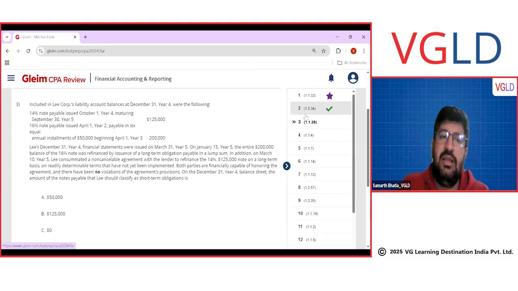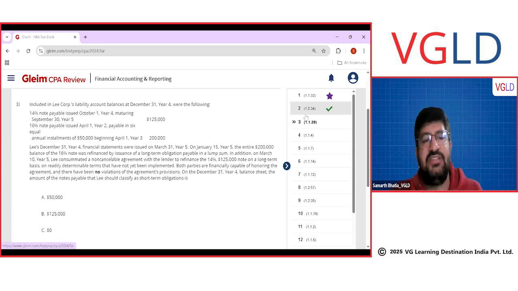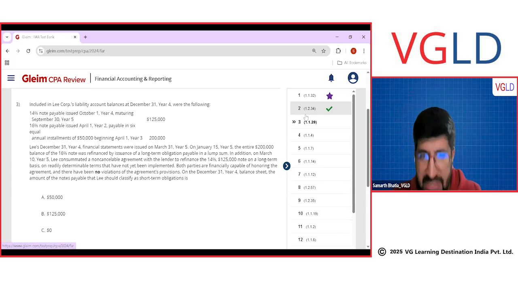16% notes payable issued on April 1, year 2, payable in 6 equal annual installments of 50,000 beginning on April 1, year 3, that is of 200,000. Lee's December 31st, year 4 financial statements were issued on March 31st, year 5. Then on January 15, year 5, the entire 200,000 balance of the 16% note was refinanced by the issuance of a long-term obligation that is payable in a lump sum.